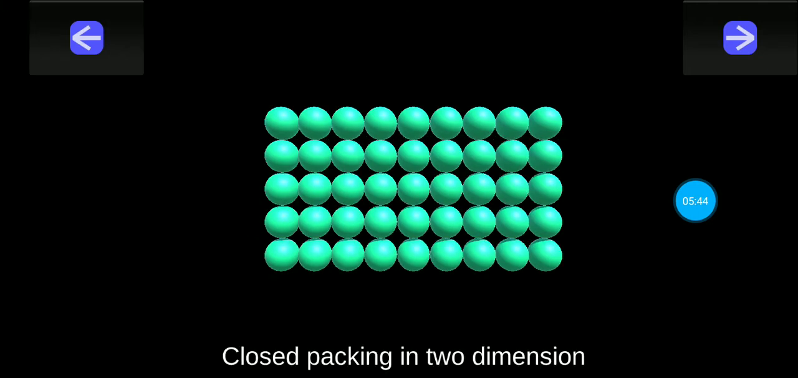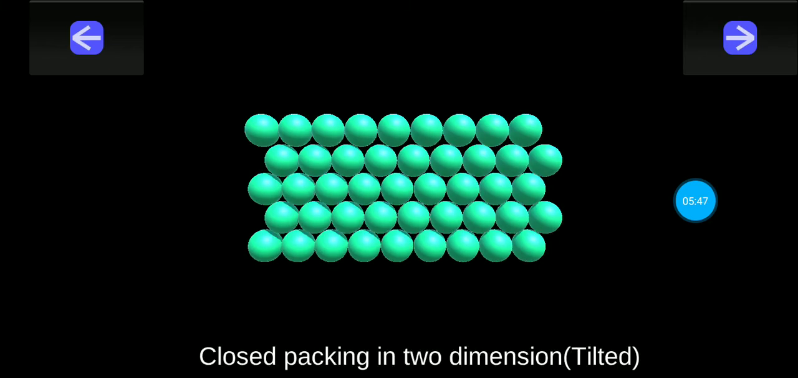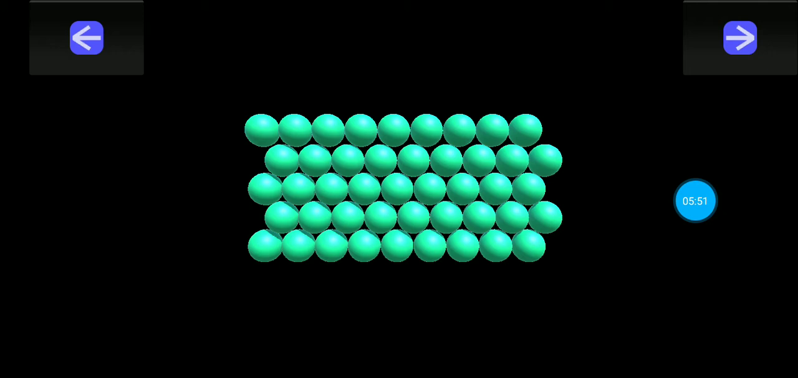A two-dimensional packing, AB two-dimensional packing. Okay, so these are the two-dimensional packings which we should know.